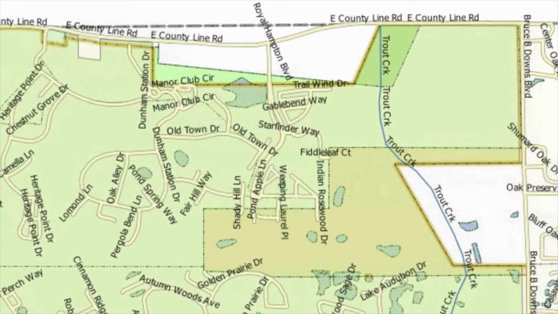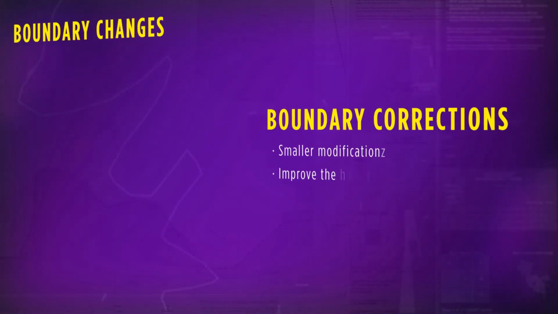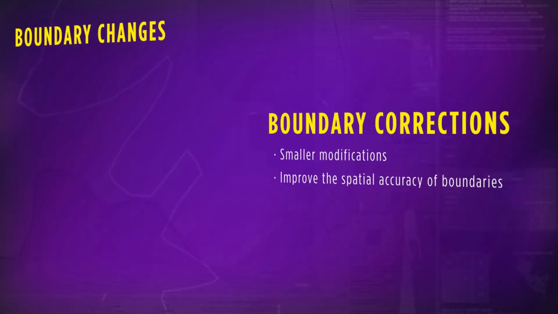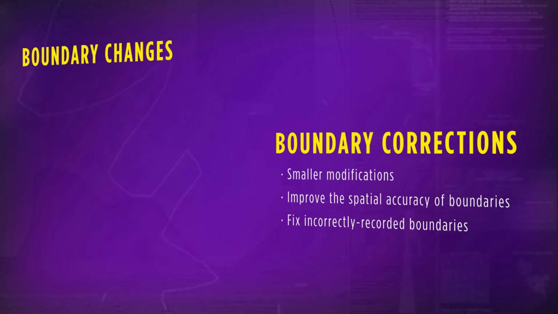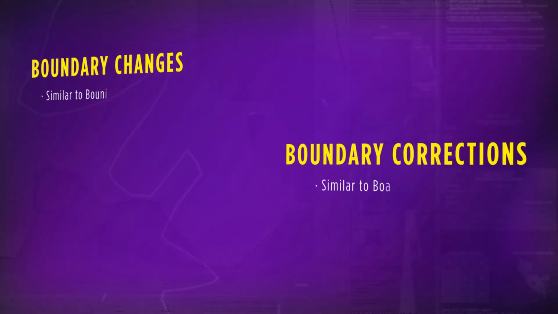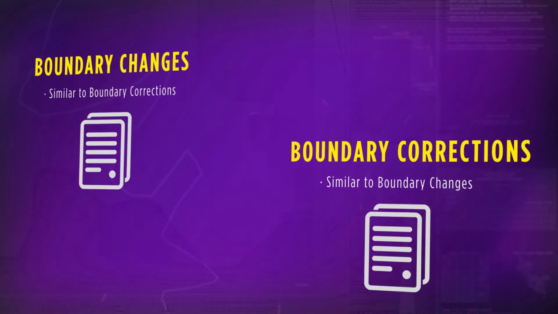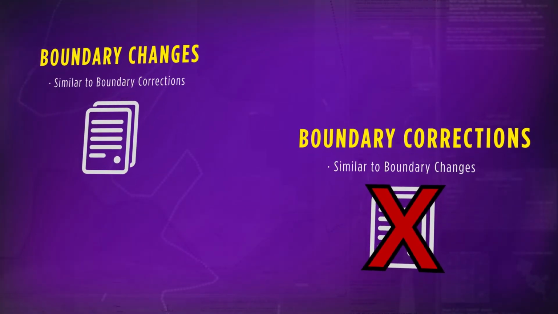In comparison to boundary changes, boundary corrections are smaller modifications to improve the spatial accuracy of boundaries. In other words, boundary corrections amend incorrectly recorded boundaries. Although the processes of making boundary corrections and boundary changes are similar, with a boundary correction, no legal documentation is required to be updated in BAS.